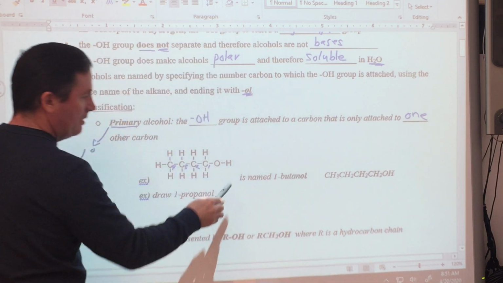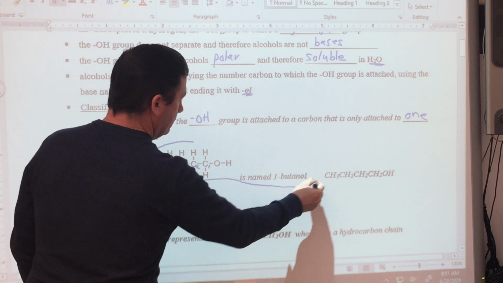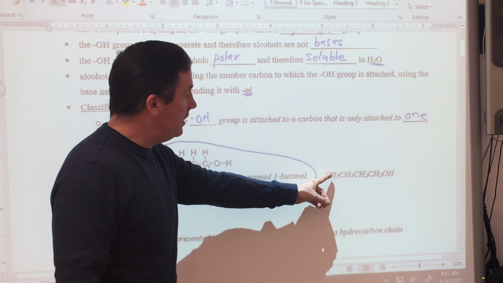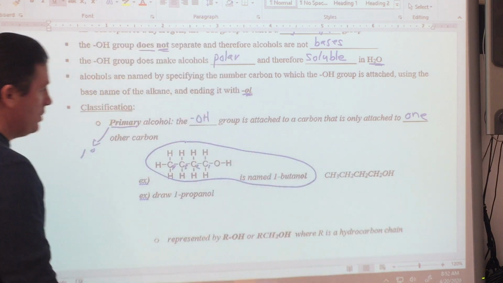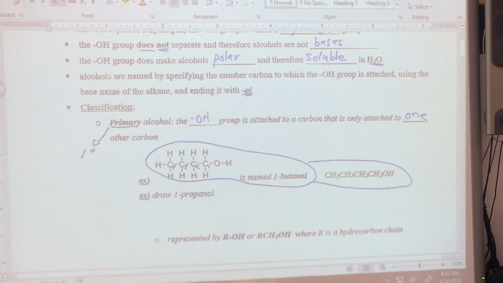It's just a typing thing. It's right here: 1-butanol. Sorry. And this is how you would show it in the condensed form: 1, 2, 3, 4, and then an OH. So all of these, including this, that's all 1-butanol.